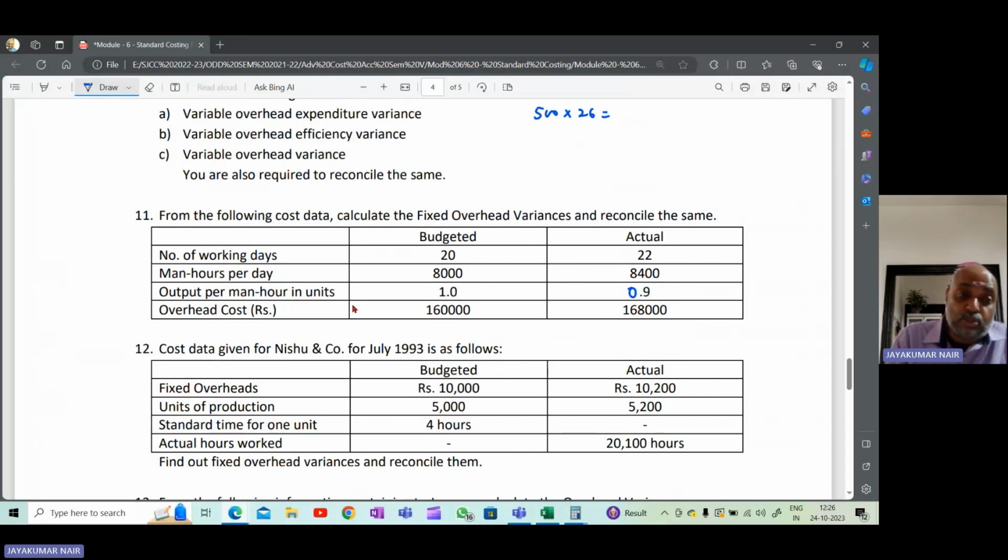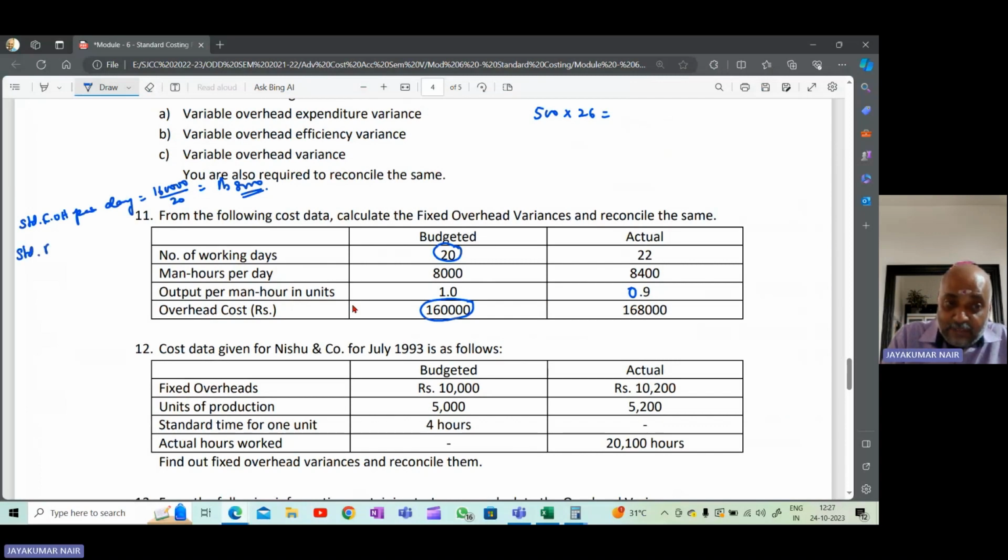We will see now. So first, we will compute a few basic things. First one is you find out what is standard fixed overhead per day. Per day, how much? 1,60,000 is the total fixed overheads. And how many days are they working? 20. So it is 1,60,000 divided by 20. What do you get? 1,60,000 divided by 20 is 8,000 per day. So standard fixed overhead per day, we have computed it is 8,000.